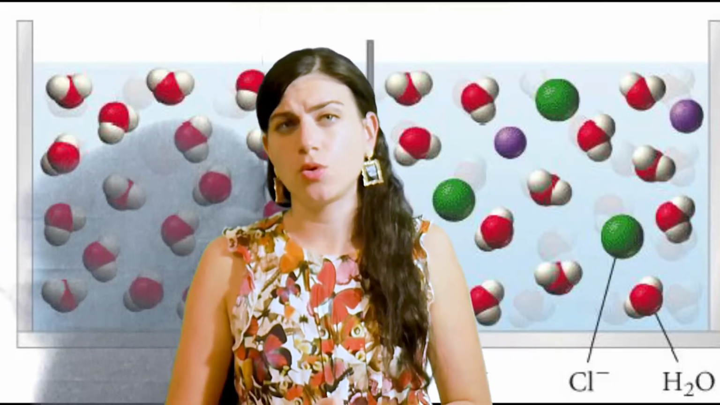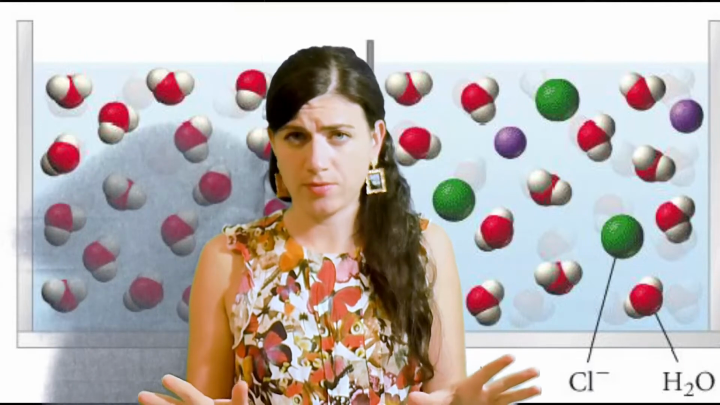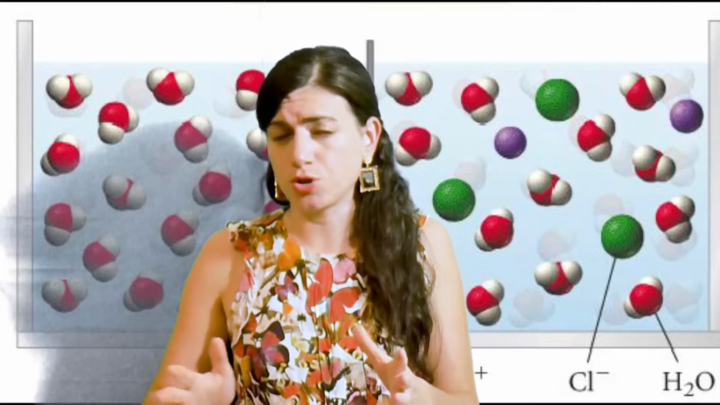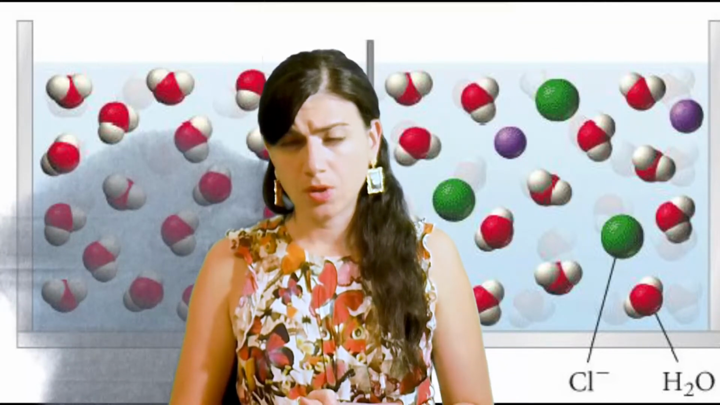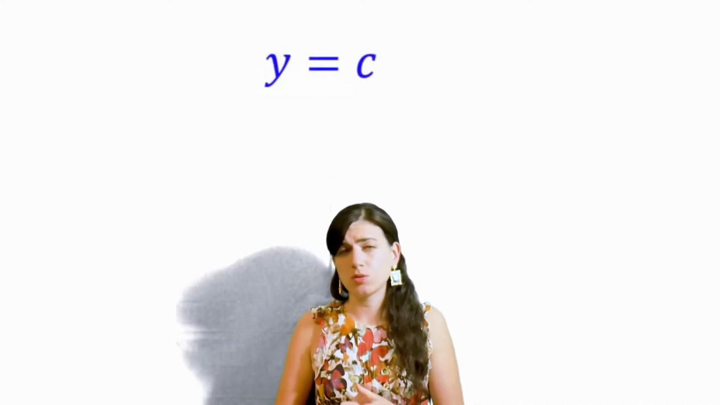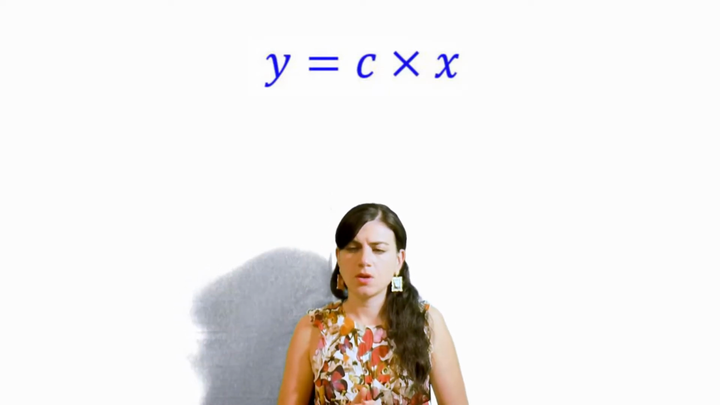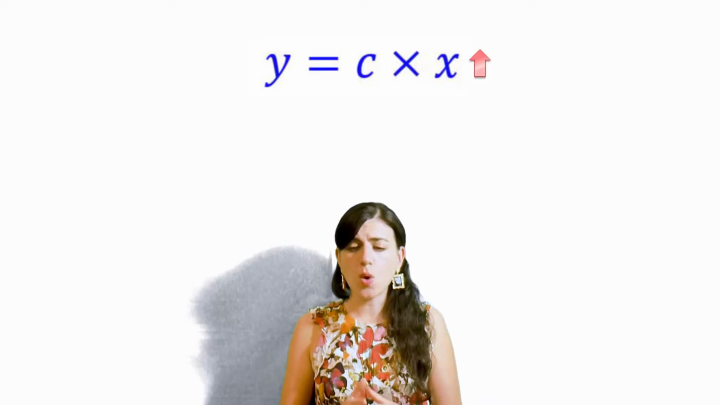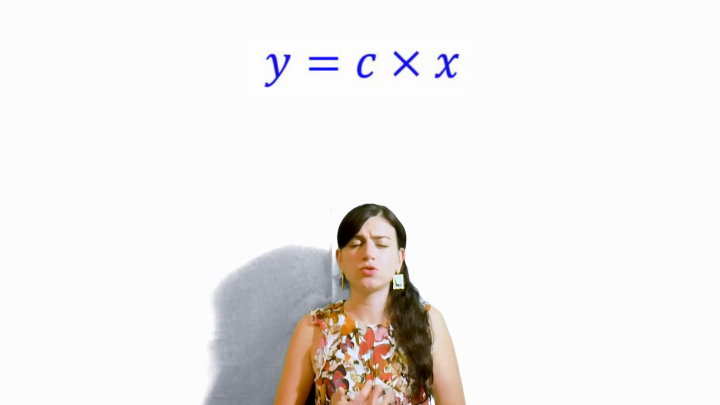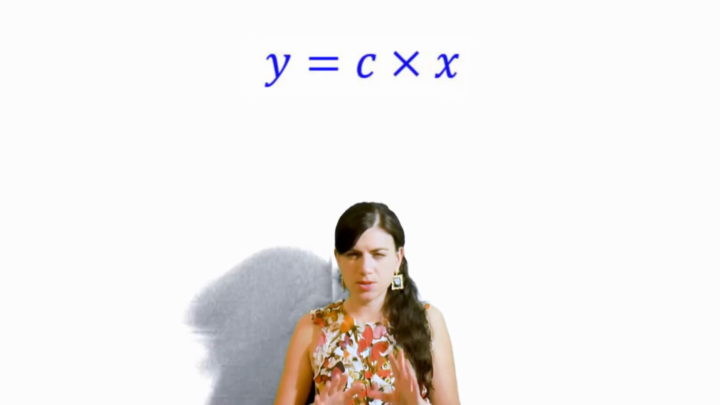The basic equation for all colligative properties is the simplest equation we have in math, which is direct proportion. As you may know, the relationship of direct proportion is y equals c times x. C is a constant. If x increases, y will increase proportionally. So this is also the equation we have to consider for our colligative properties. However, we have to make it more specific.